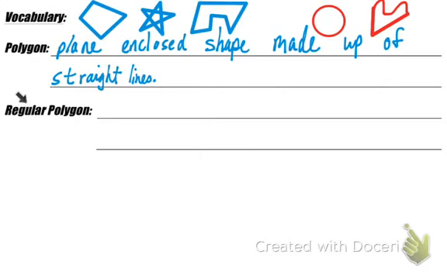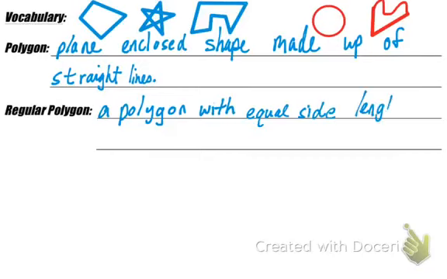Now regular polygon, it's not another way of saying normal, but regular actually means that we have side lengths that are all the same, and we also have all the interior angle measurements. Those are the same as well. So a regular polygon is a polygon with equal side lengths and interior angle measures.